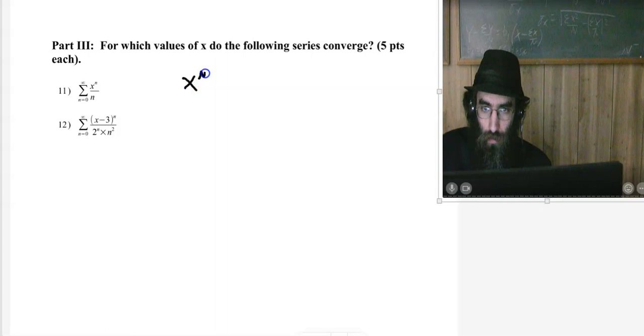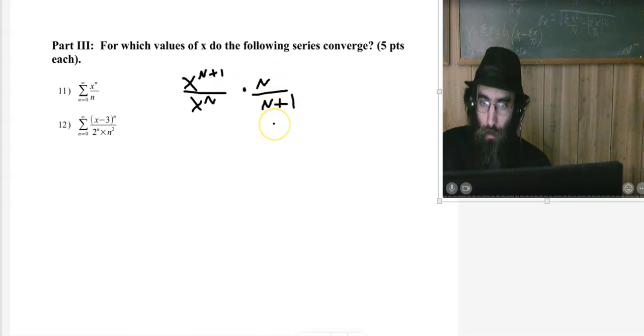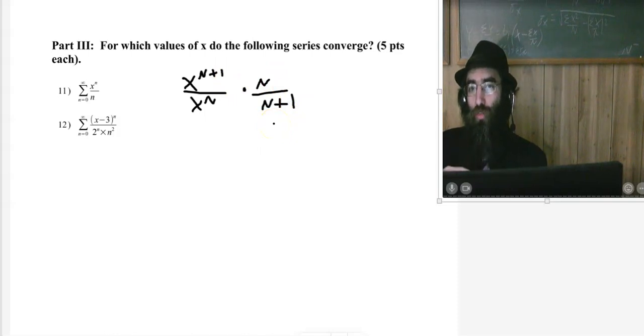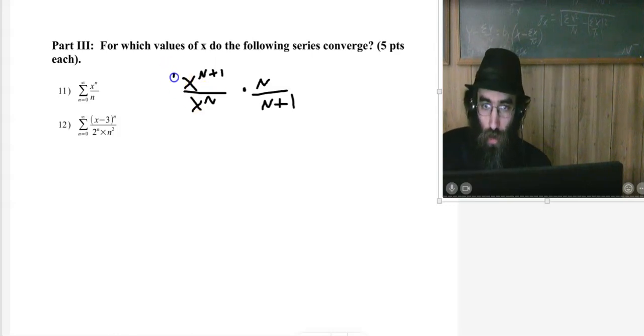Need x to the n plus 1 over x to the n times n over n plus 1. Again, this is how I want you thinking about ratios of stuff with fractions already in them. Match up your corresponding terms. This absolute value has to be less than 1. That's going to get you x.